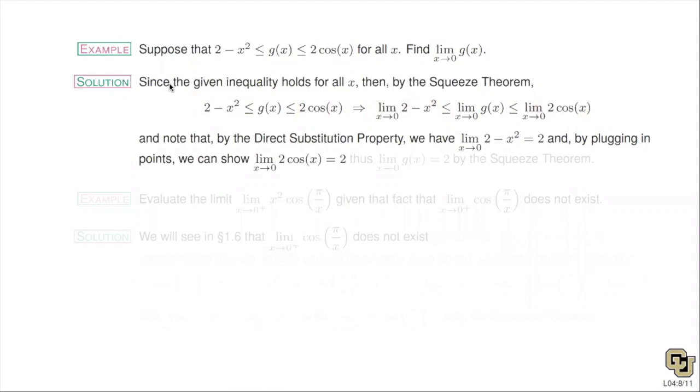For 2 minus x squared, we can use the direct substitution property because 2 minus x squared is a polynomial. I can plug the 0 right in. So when I plug in 0, we get the limit is 2 minus 0, or just 2.